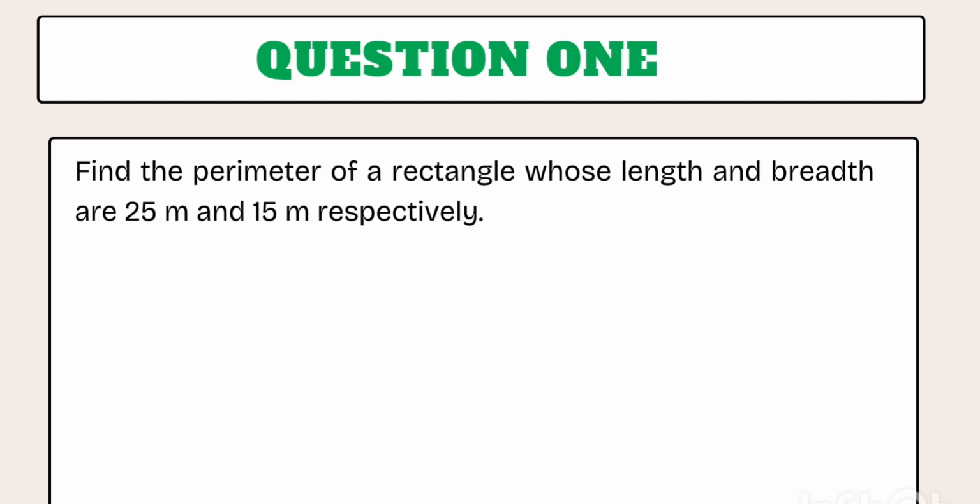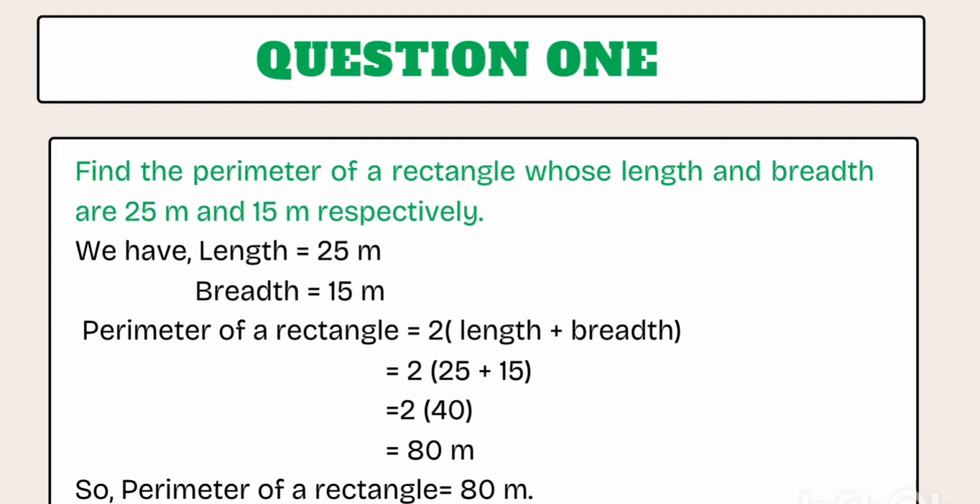First one, find the perimeter of a rectangle whose length and breadth are 25 meter and 15 meter respectively. So, given is length 25 meter, breadth 15 meter. We will apply the formula: perimeter of a rectangle equals 2 into (length plus breadth), 2 into (25 plus 15), that equals 2 into 40 equals 80 meter. So, perimeter of a rectangle is 80 meter.